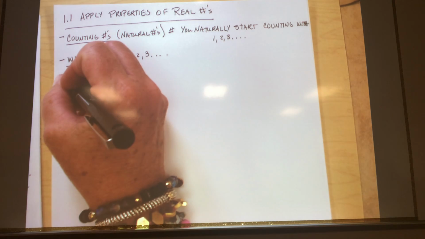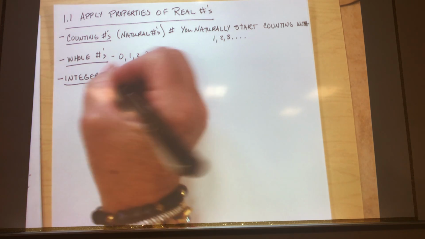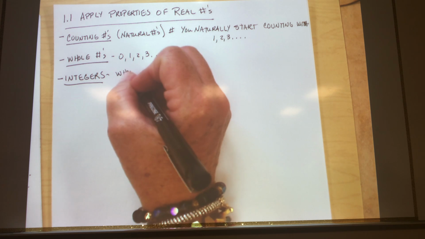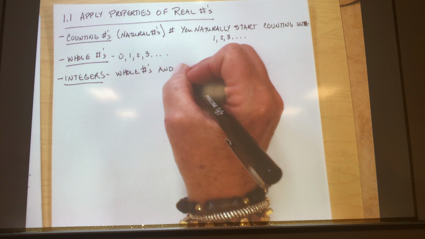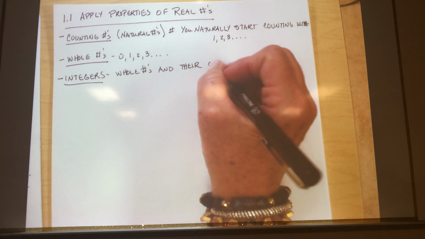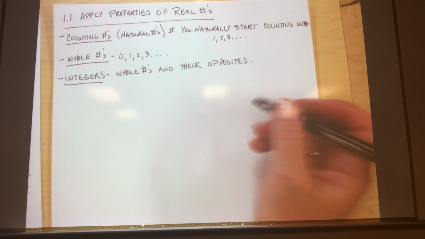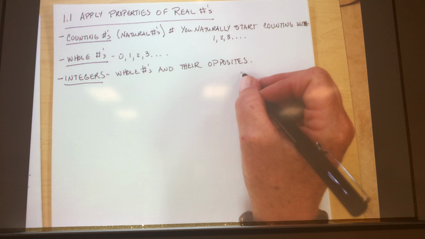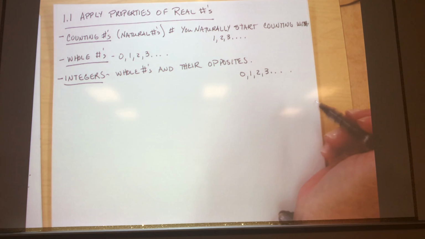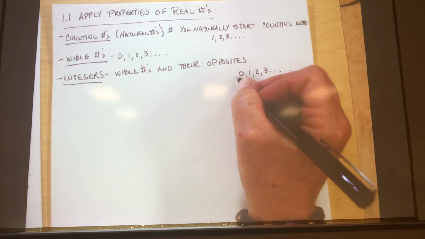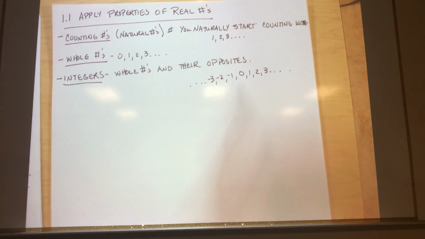All right, so integers. Okay, integers are simply whole numbers and their opposites. All right, so you're going to do whole numbers 0, 1, 2, 3, and on. And what are their opposites? -1, -2, -3, and they go on in that direction.